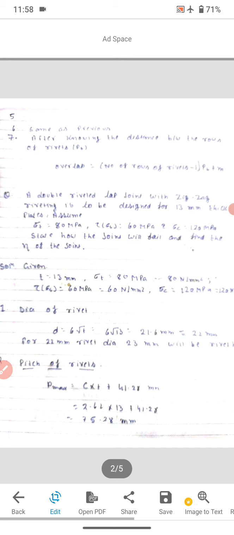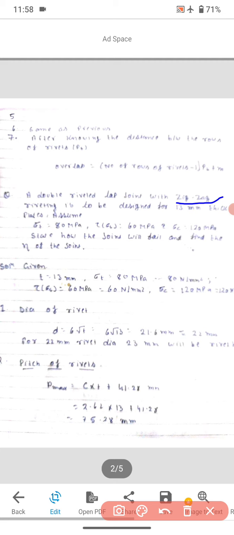Now, a double riveted lap joint with zigzag riveting. So you have to mark the zigzag riveting. By reading the question, your mind will be in the direction of what you are going to see in the design data book. Okay, it is important for you. So I am marking it with zigzag riveting. It is to be designed for 13 mm thick plate, which means the thickness is already given.